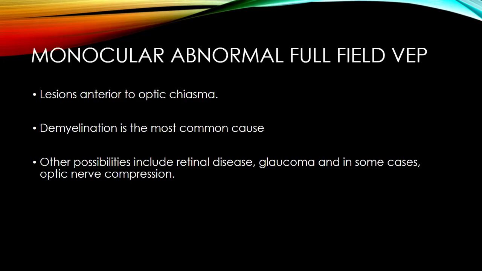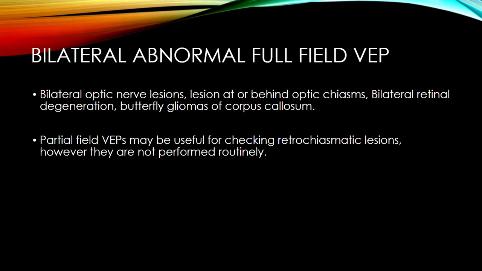So coming to abnormalities in VEP, talking about monocular abnormalities, lesions anterior to the optic chiasma can cause abnormal VEPs. Demyelination is the most common cause. MS and optic neuritis, NMO, all these can cause abnormal monocular VEPs. Other possibilities are retinal disease and glaucoma. In some cases, early compression of the optic nerve can also cause monocular abnormal full field VEPs.